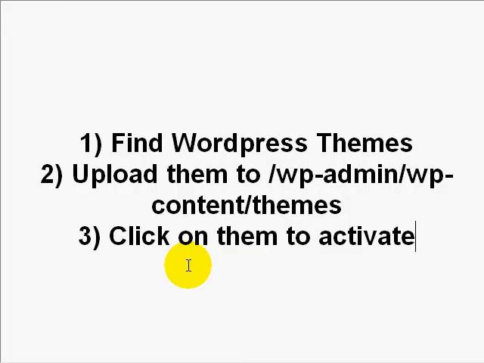So with that said, it's a 3-step process. Find the WordPress themes, whether using Google or going to the WordPress themes site, then upload them to the wp-admin, wp-content/themes folder, and then go and click on them.